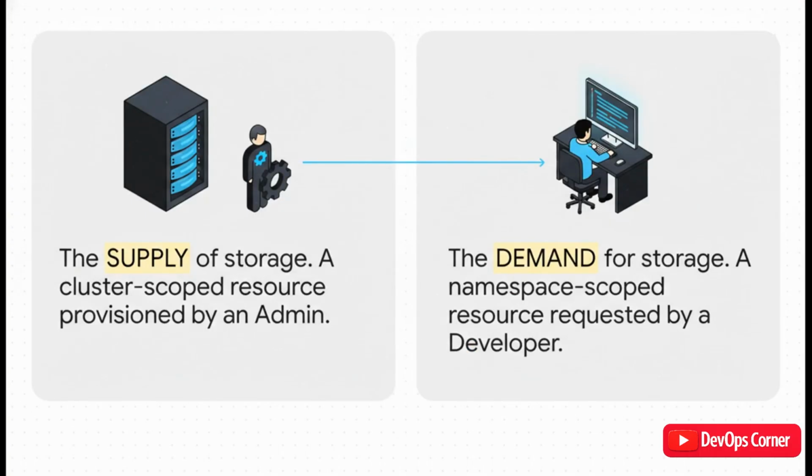This right here, this slide, captures the whole relationship perfectly. It's simple supply and demand. The persistent volume, the PV, is the supply of storage. The admin provides it, and it exists across the whole cluster. The persistent volume claim, the PVC, is the demand. The developer requests it, and it lives inside their specific project namespace. This abstraction, this split, is the absolute key to this whole system.